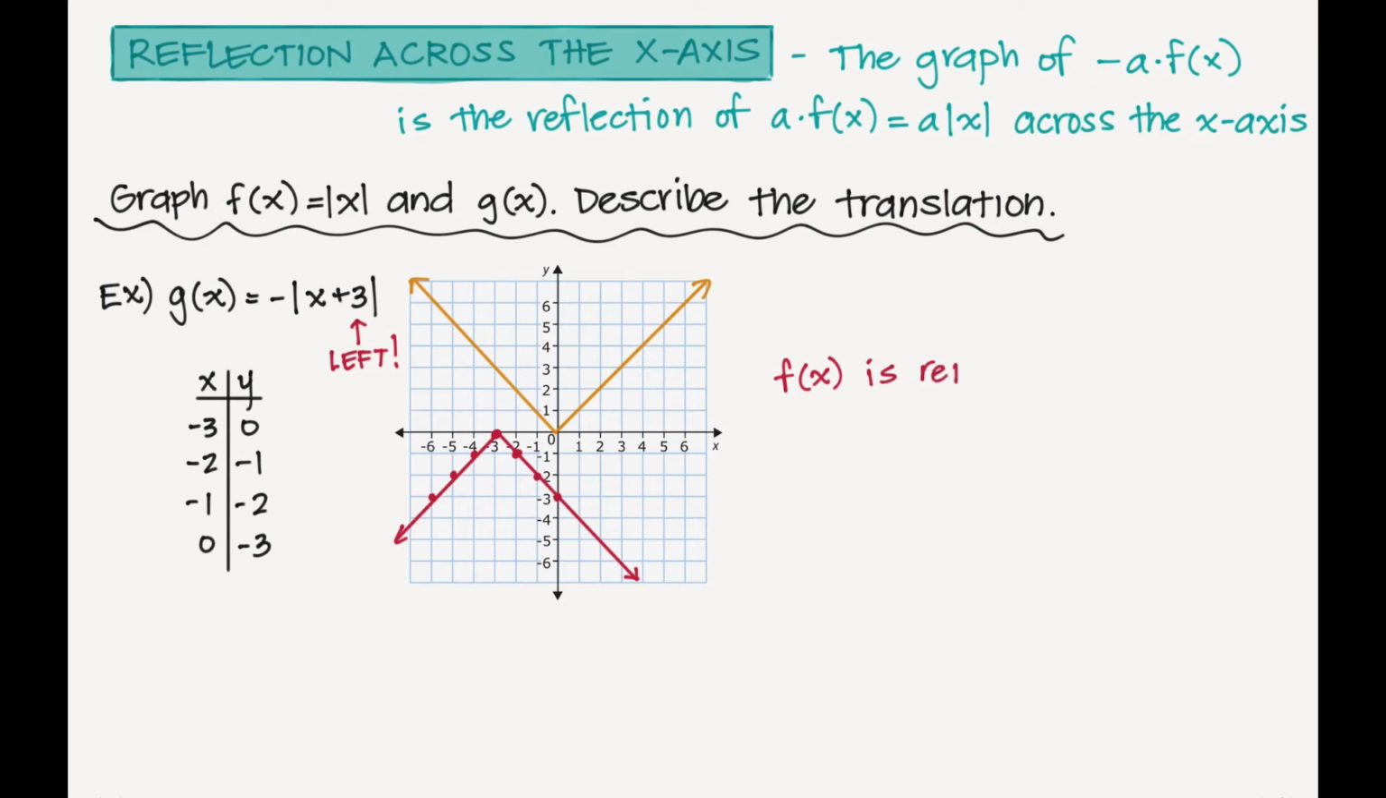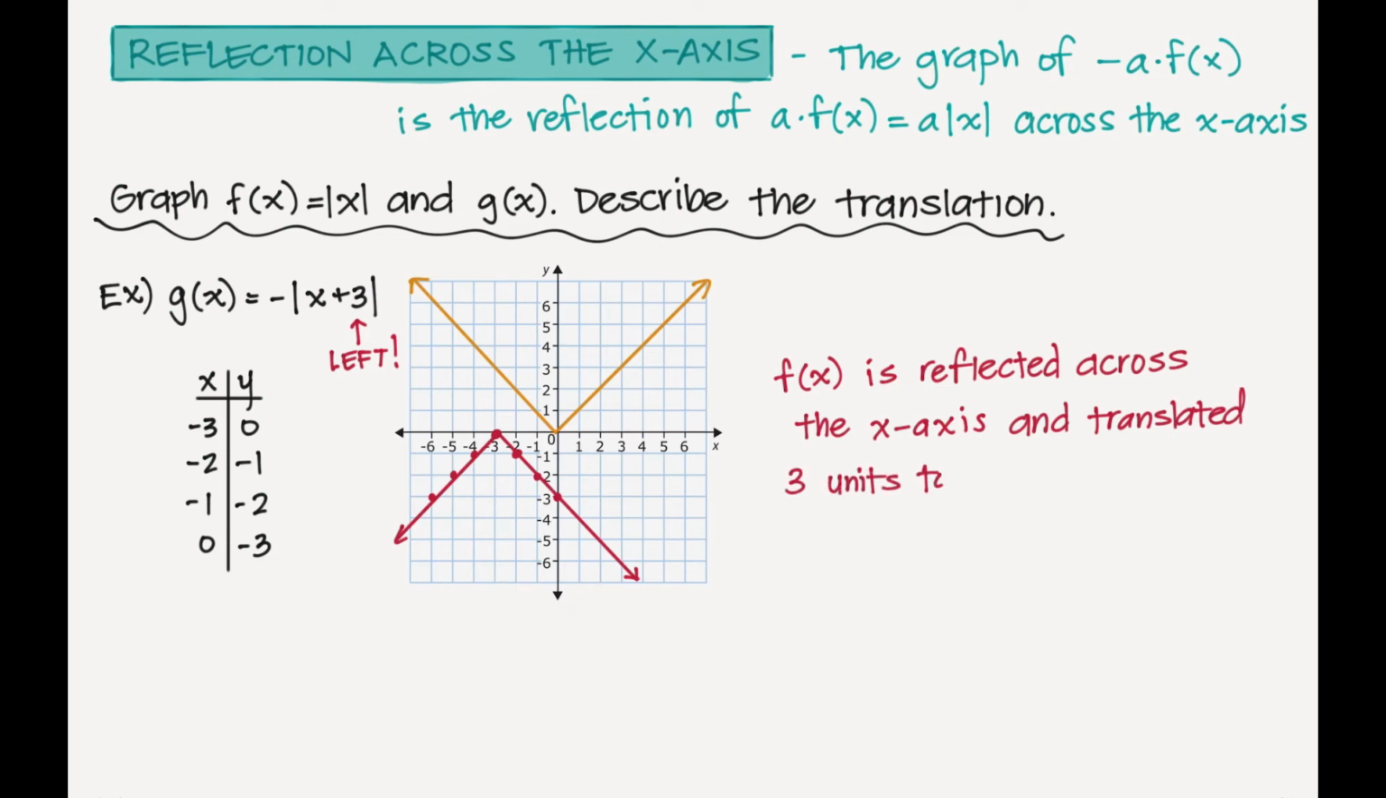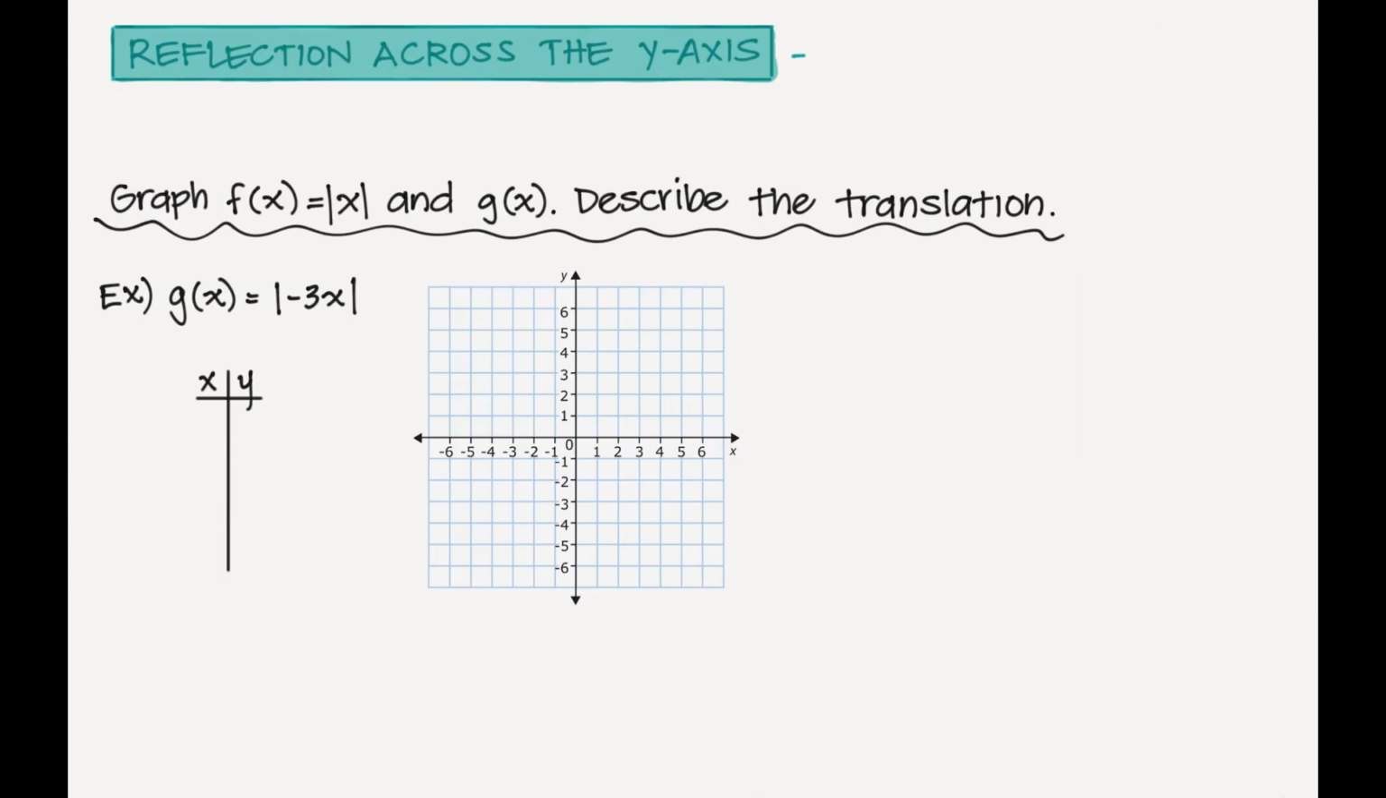So to describe this, I would say that the parent function is reflected across the x-axis, and it was also translated 3 units to the left. And that would be my description. All right, now we're going to look at a reflection across the y-axis.